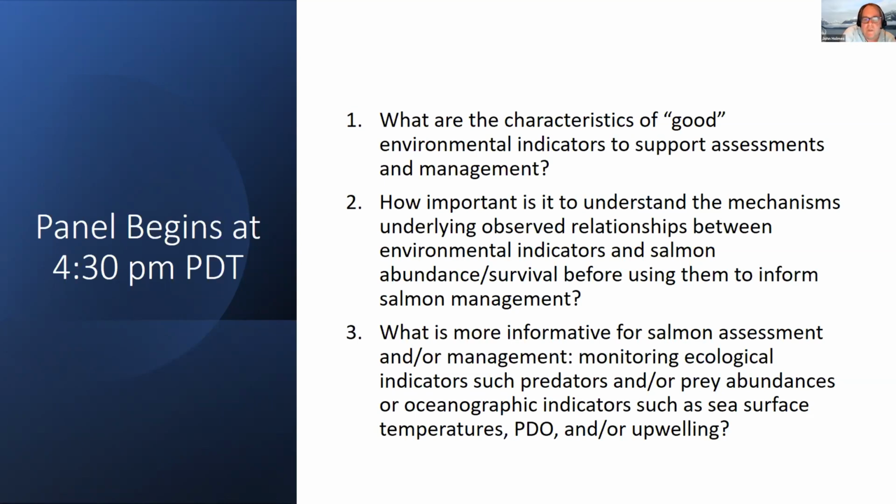Okay, thanks for all the responses. And I'm going to move on to the third and final question in this mini panel discussion. And that is, what is more informative for salmon assessment and/or management? Monitoring ecological indicators such as predator and/or prey abundances, or oceanographic indicators such as sea surface temperatures, PDO, and/or upwelling? Are we talking about polar opposites here, or are we talking about a mixture?